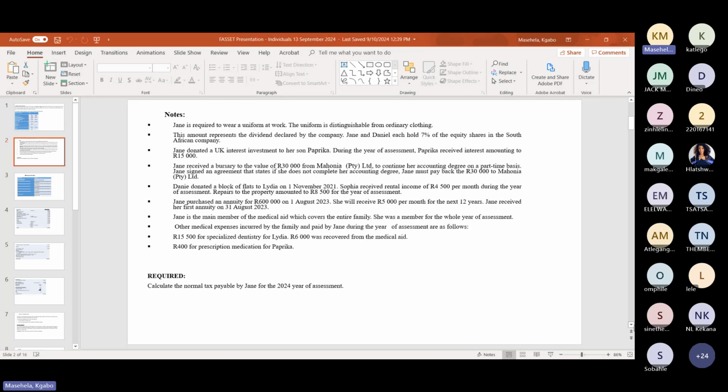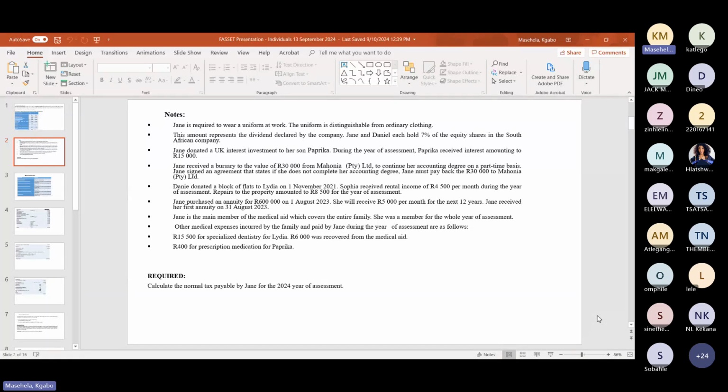What is an annuity? An annual fixed payment. Because the word annuity comes from the word annual payment. That's why this payment must be received in monthly installments at a fixed amount. If she has to receive 5,000 a month, it will be 5,000 for the whole 12 years. That's why we call it annuity.